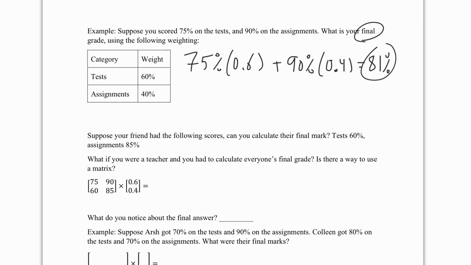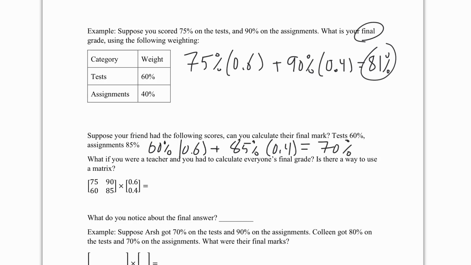All right. Well, let's suppose your friend has the following scores. And then can you calculate their final mark? Maybe they got lower on the test. They got only 60% and they got 85% on the assignments. Well, sure, you can help them out. You can grab a 60%, times it by 0.6, and an 85%, times it by 0.4. And again, with a calculator, you can work that out.